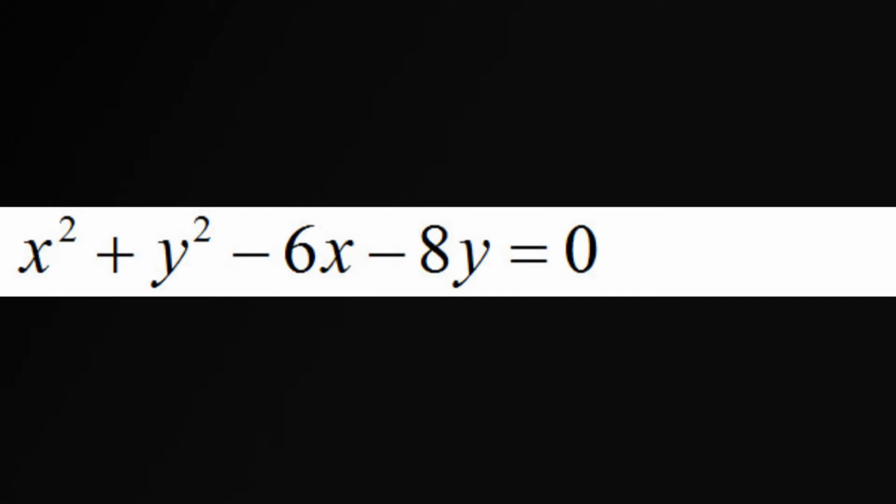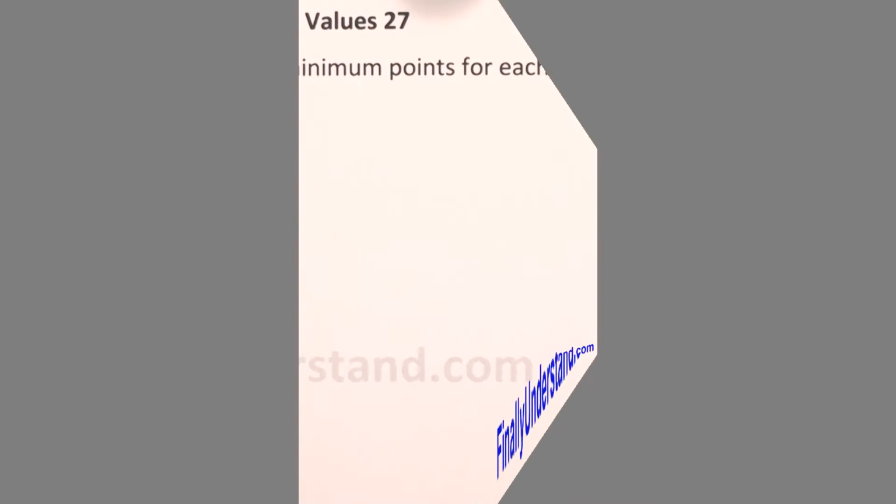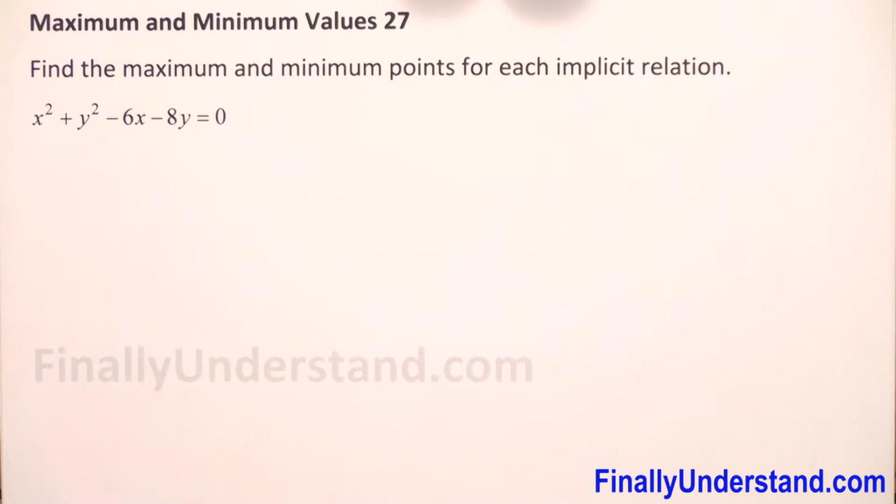We have an implicit relation, and to find maximum and minimum points, we will use the second derivative test. So first we have to find the first derivative, and because we have an implicit relation, don't forget to treat y as a differentiable function of x.